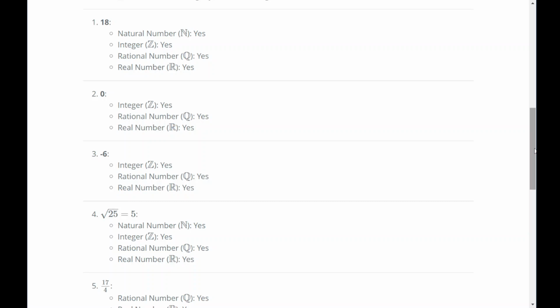So, minus 6. Well, it's definitely an integer, but it's not a natural number because it has a minus sign in front of it. Okay, so that's what we're going to say with that one. It is an integer, and therefore also a rational number and also a real number.